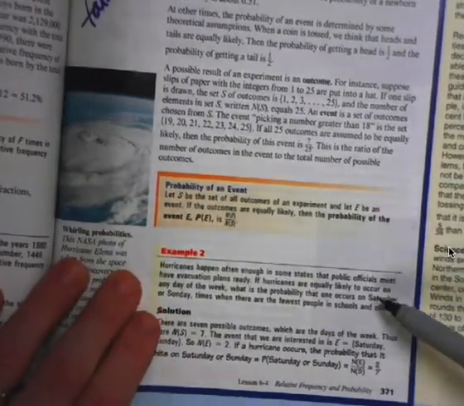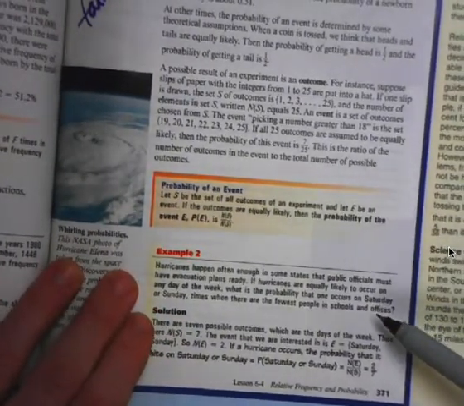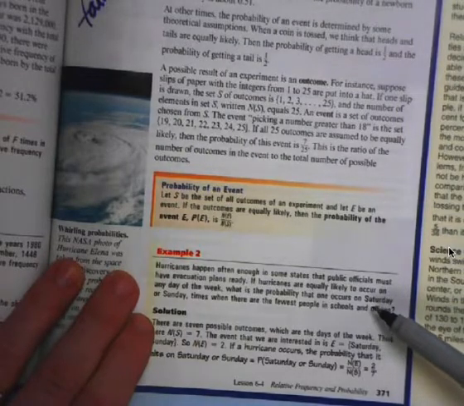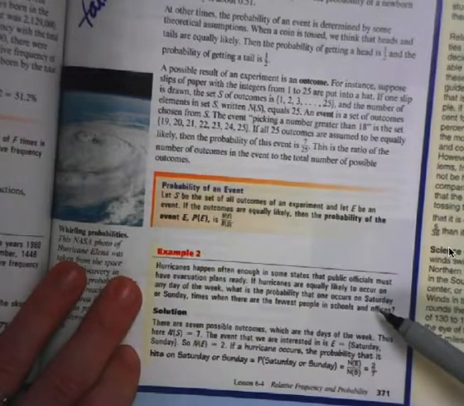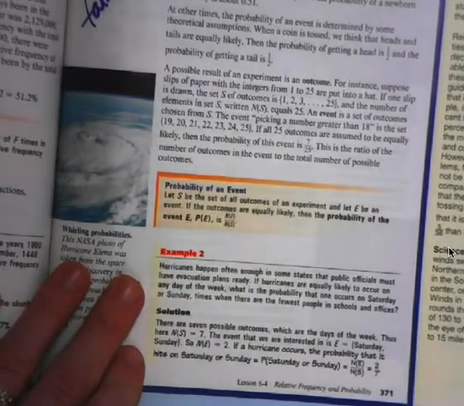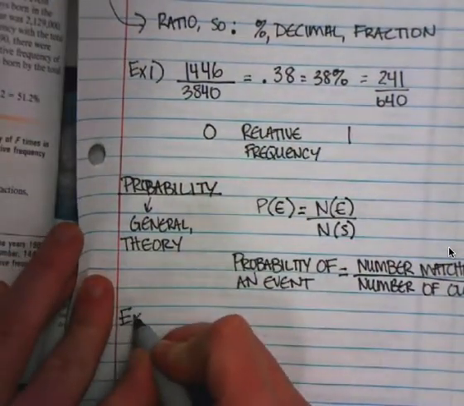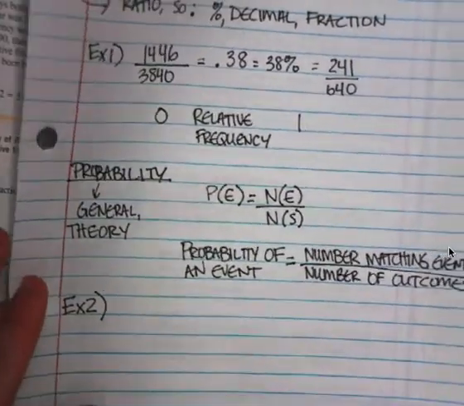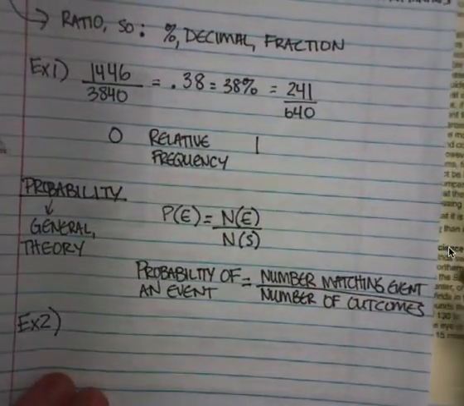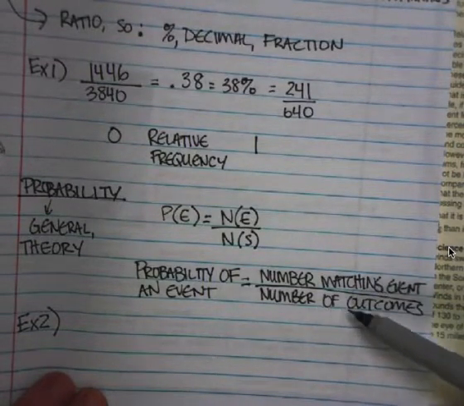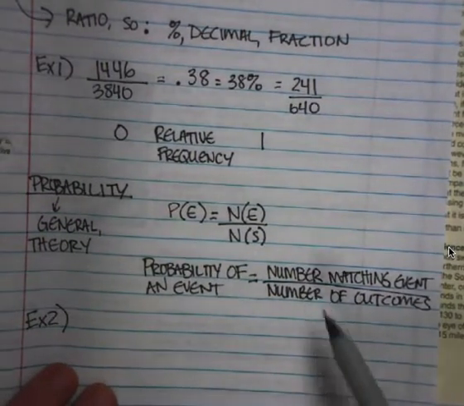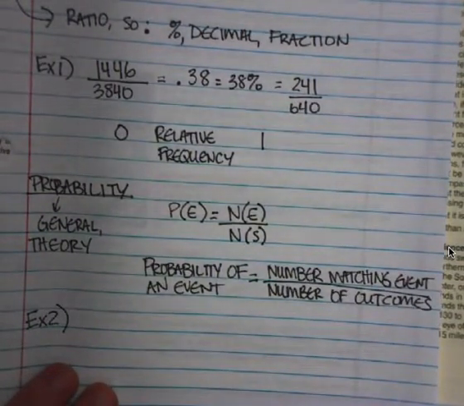Hurricanes happen often enough in some states that public officials must have evacuation plans ready. If hurricanes are equally likely to occur on any day of the week, what is the probability that one occurs on Saturday or Sunday, the number of times there are the fewest people in schools and offices? Okay, so we're looking at probability now. So I want the ratio that compares the number matching the event that I'm interested in versus the number of outcomes, okay? And this is asking, what's the probability that it's going to happen on Saturday or Sunday?